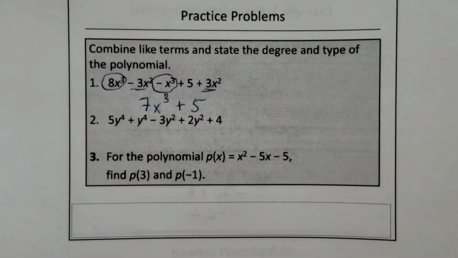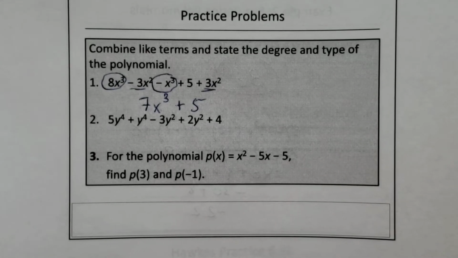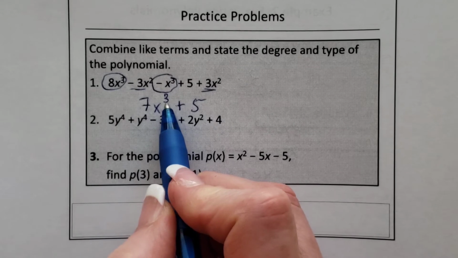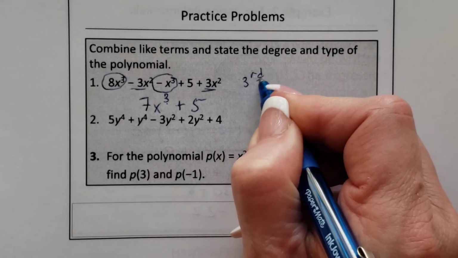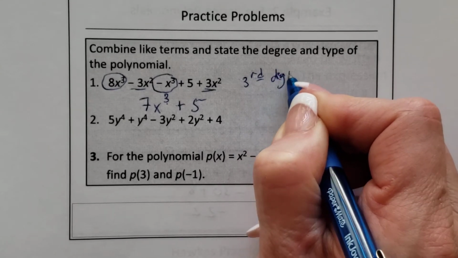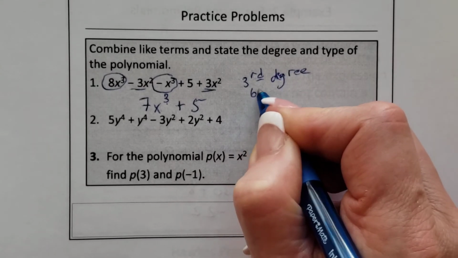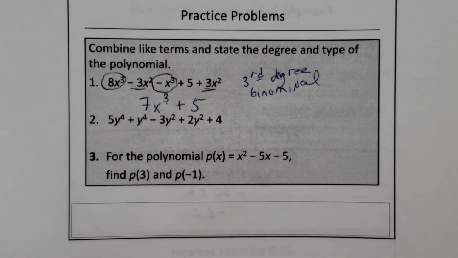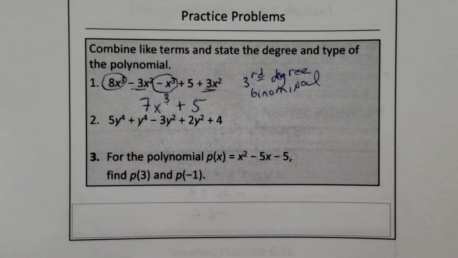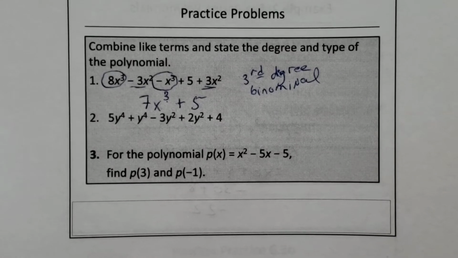So after combining like terms, I have two terms. So I have a binomial. The degree is 3, because that's my biggest exponent. So I would say it's a third degree binomial. And if it asks, what is my leading coefficient, the answer would be 7.